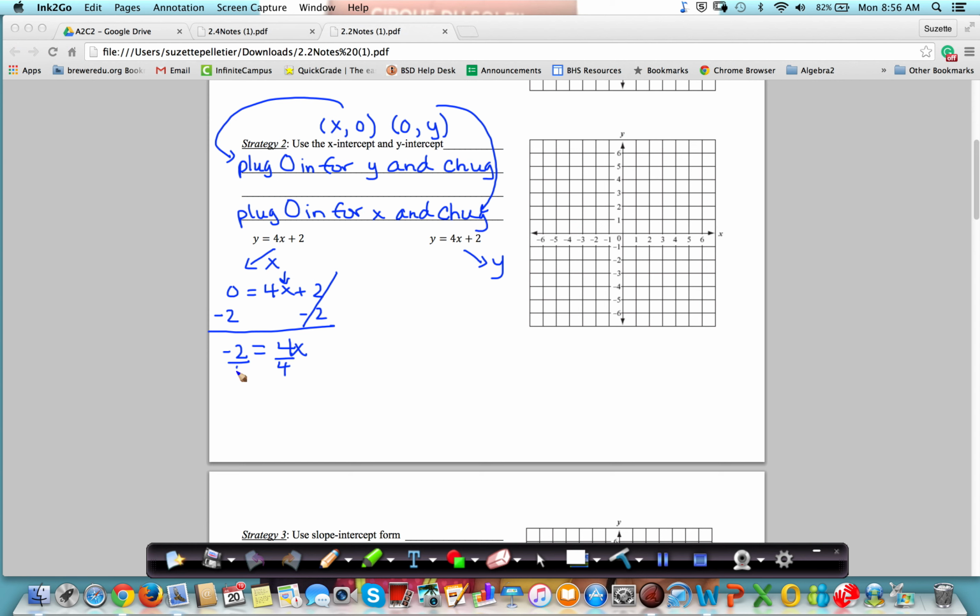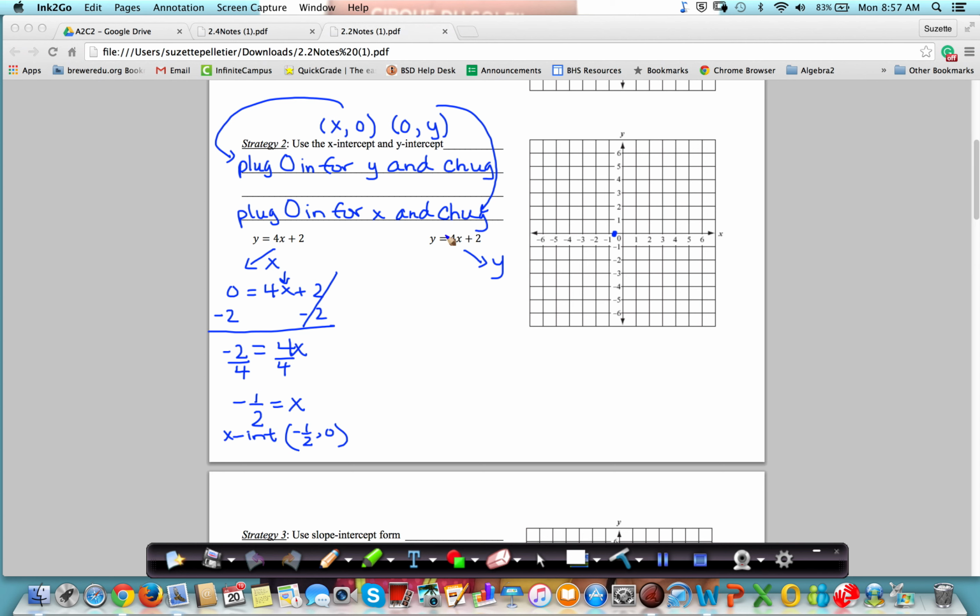If you do that to one side of the equation, you do it to the other. I can simplify that. My x-intercept is -1/2. So it's going to cross the x-axis at -1/2. Okay? Now let's try to figure out where it's going to cross the y-axis. So I have here -1/2, 0. That's my x-intercept.